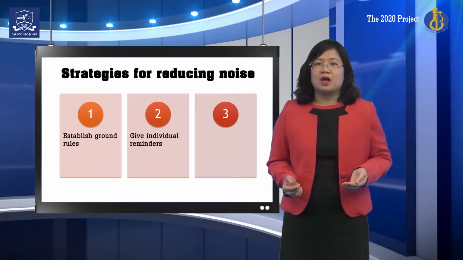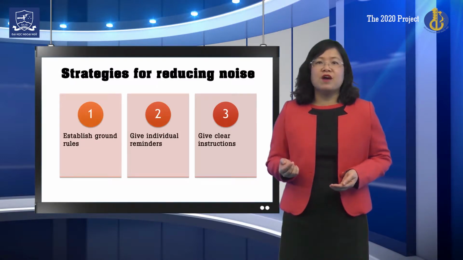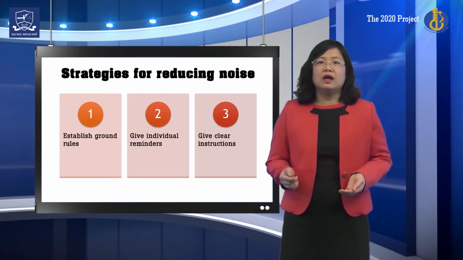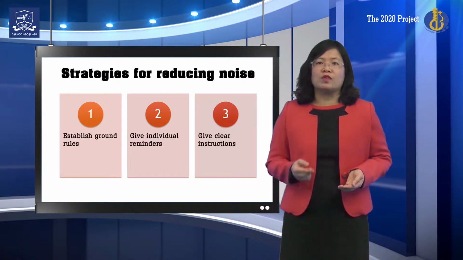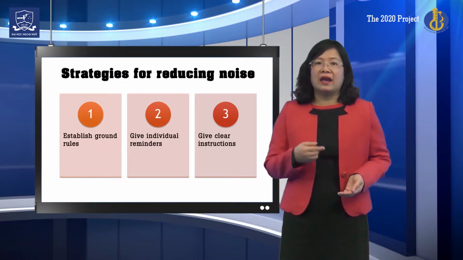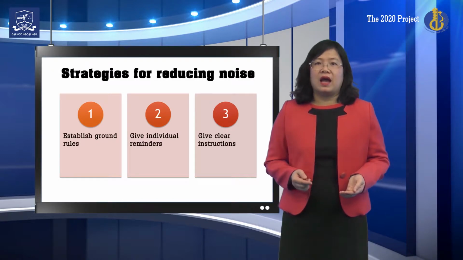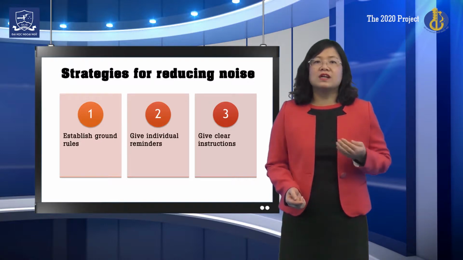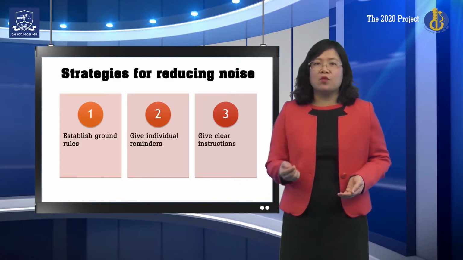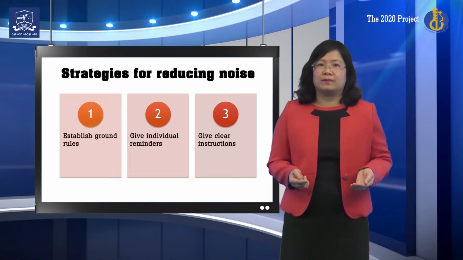And finally, remember to give clear instructions. To avoid the disruptive noise that results when students fail to hear instructions clearly, you can give instructions both orally and in written form, on the board or on a piece of paper handed to each group during group work. You should also speak clearly and use simple, unambiguous English. And after giving instructions, check whether everyone has understood and clarify anything that is unclear.